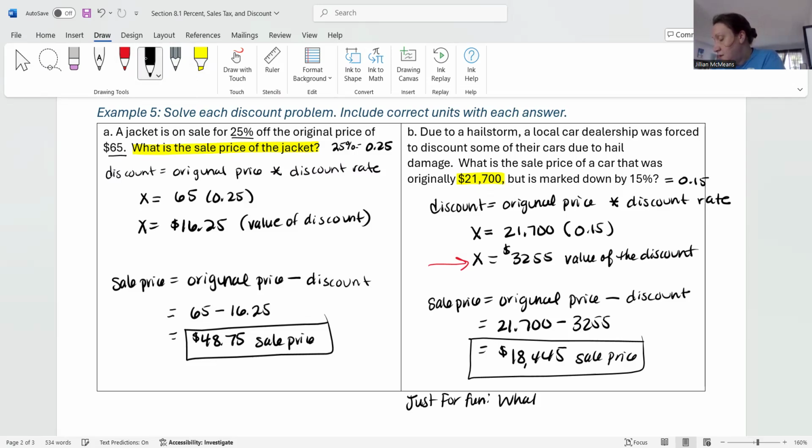So just for fun, what is 85% of the cost of the car? Well, if I took the cost of the car and multiplied it by 85% as a decimal instead of 15%, let's see what we get.